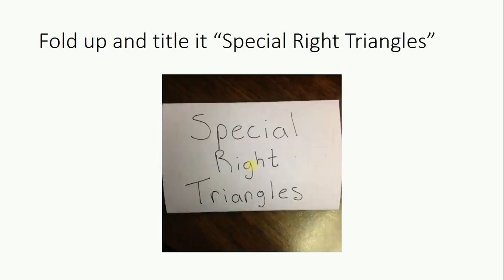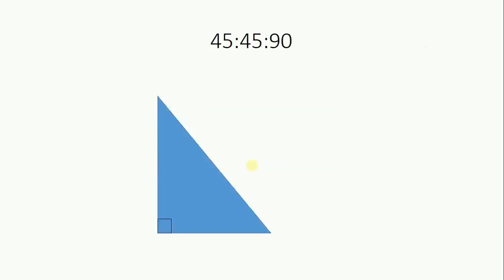And then take the bottom part and fold all the way up so that you can just see the top, so you have a little flap on the top. Make sure you label it special right triangle so that way it sits there. And then go ahead and open it up.